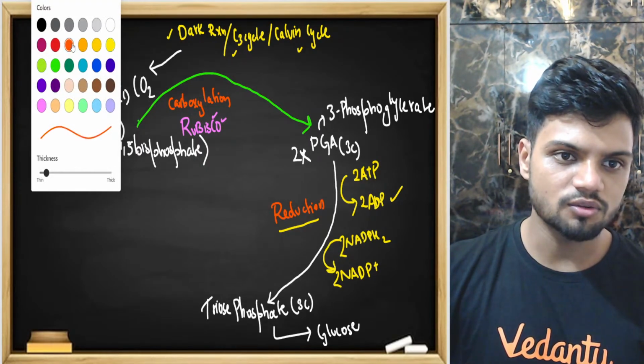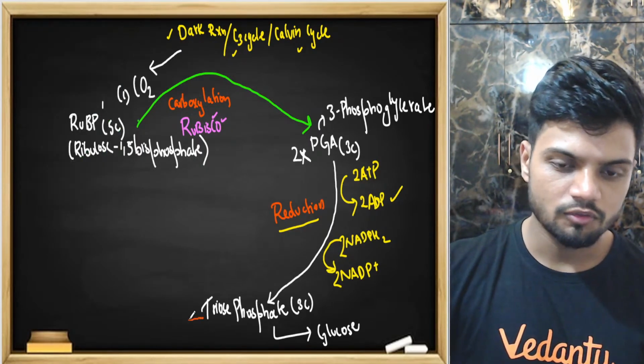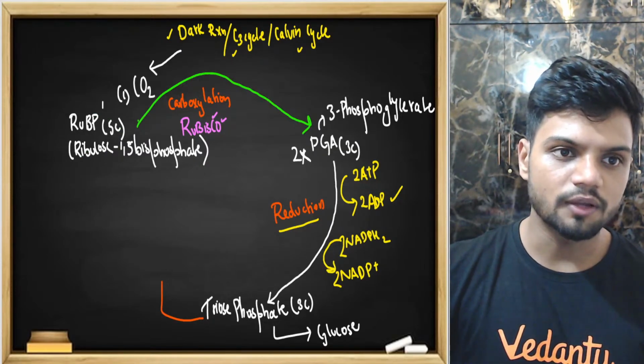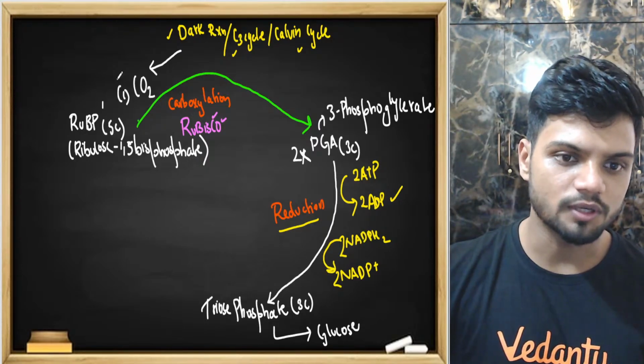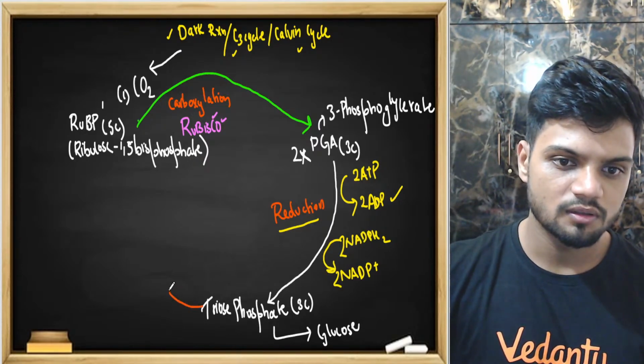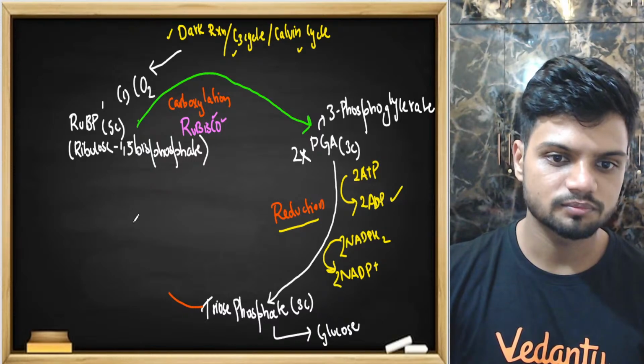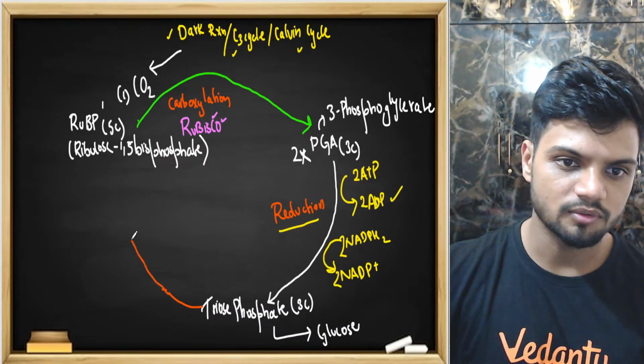The last stage is called regeneration. From triose phosphate, again we are converting back, not we, plants do it actually, very smart plants. Okay, why is this color? India flag it became.